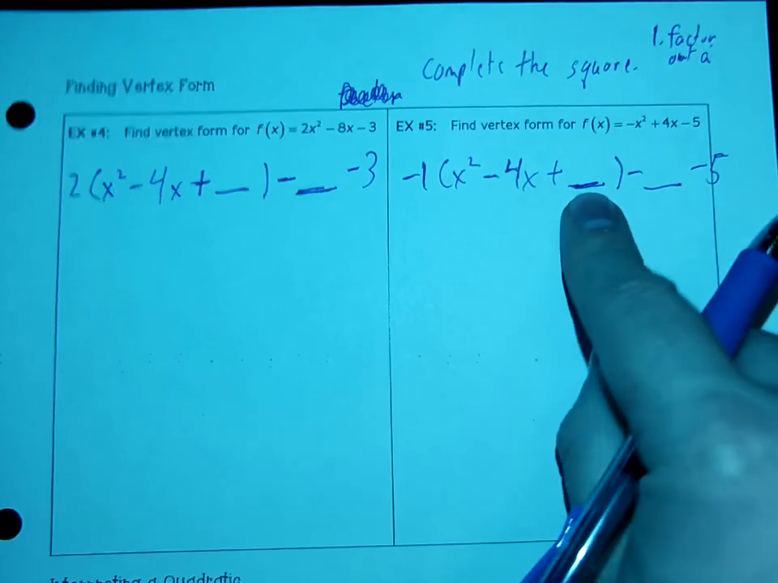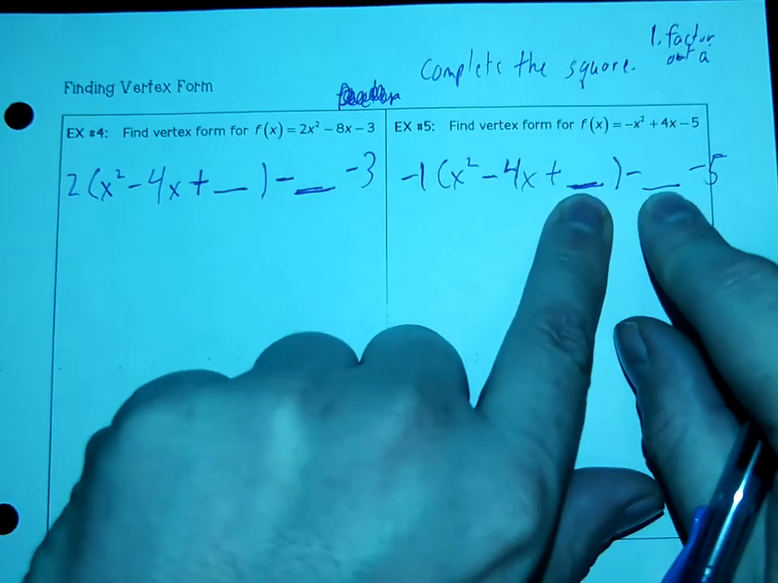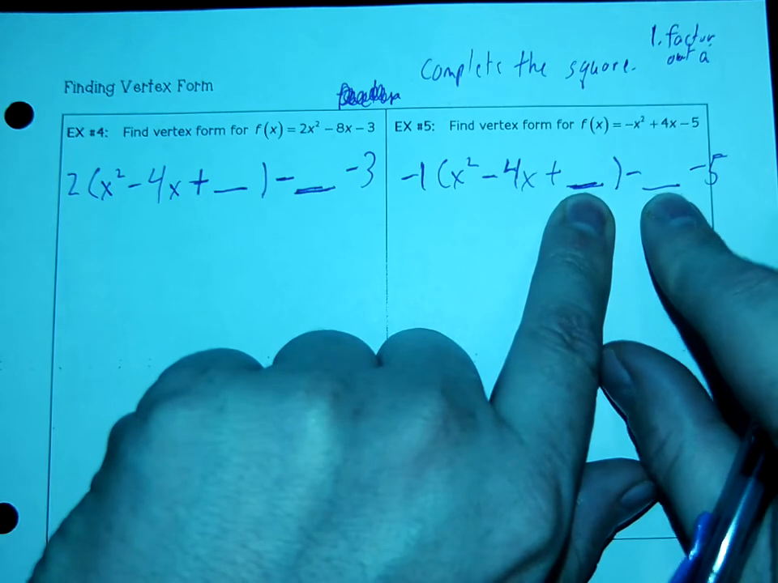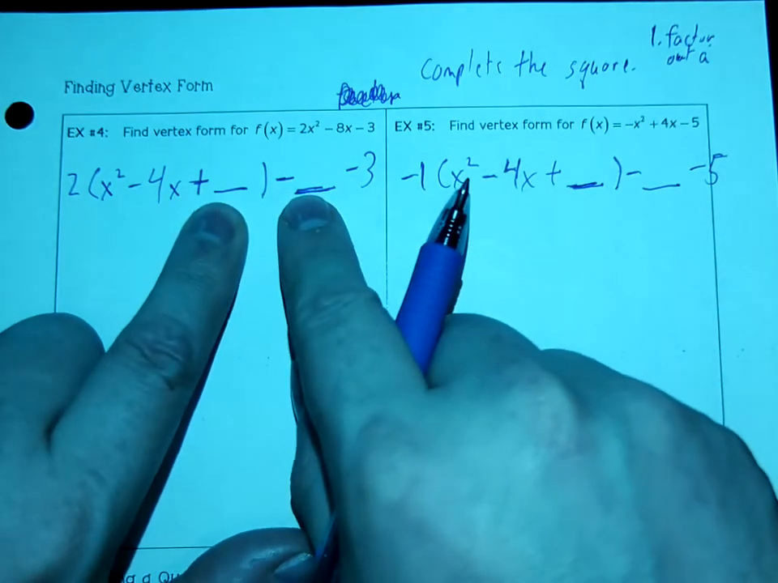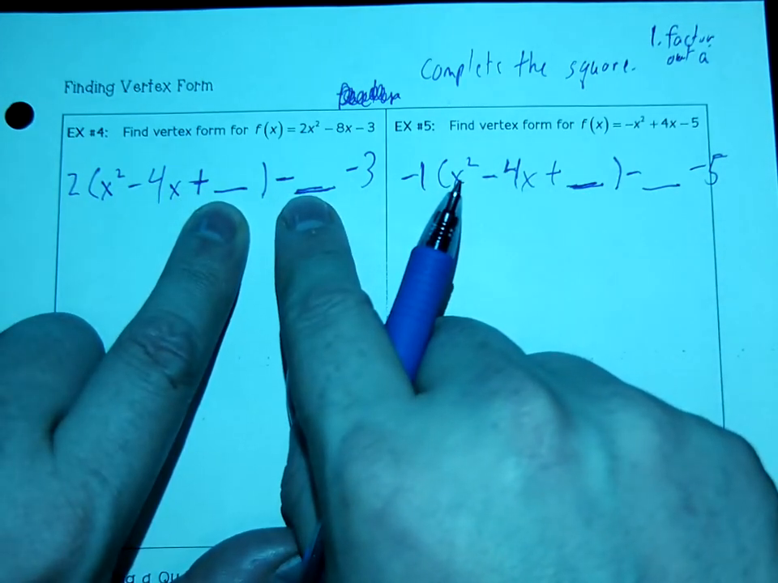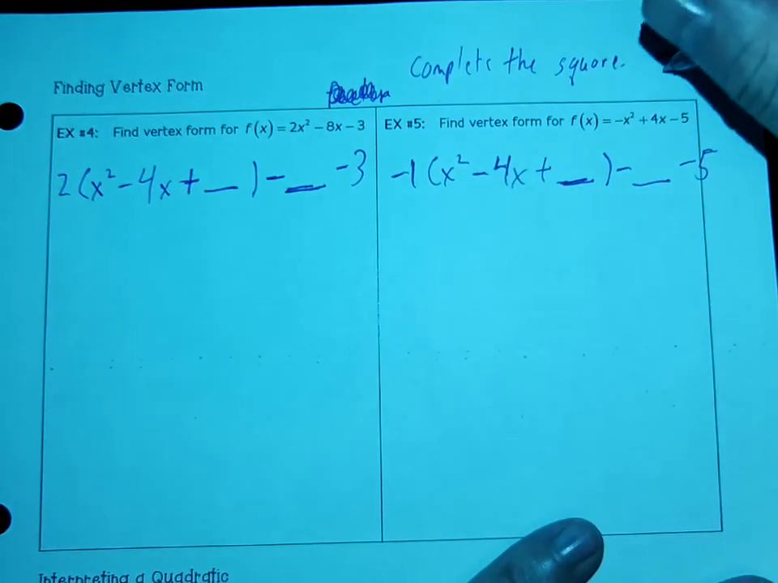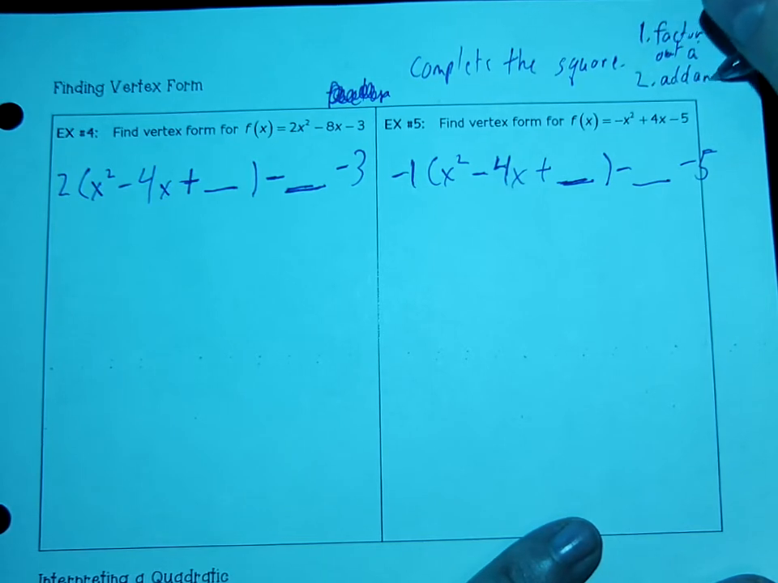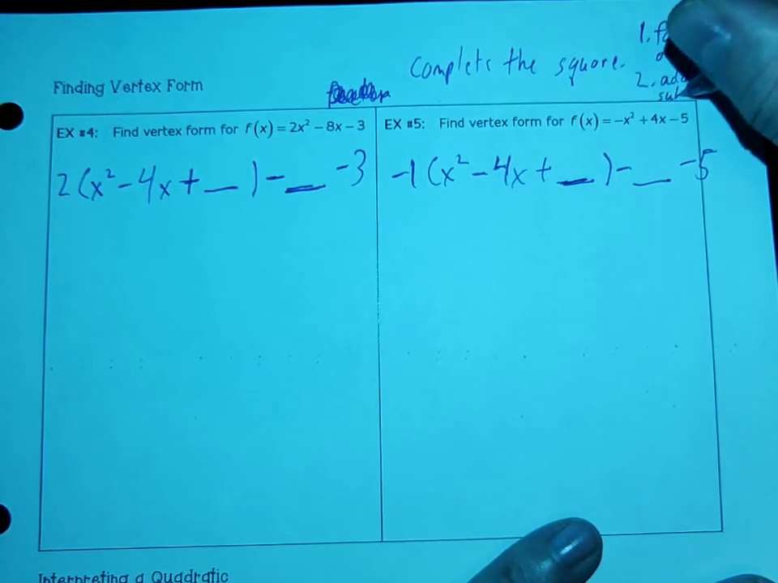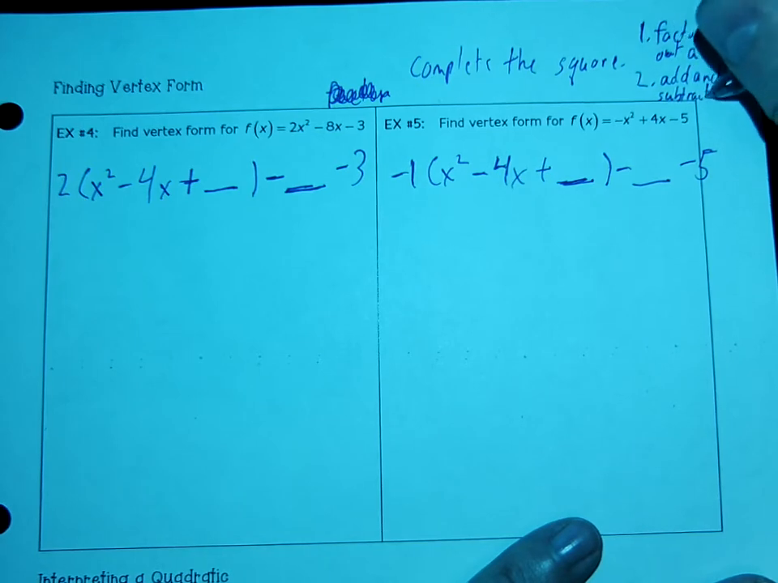Alright, so again, this blank is what we're adding and subtracting to complete the square. We're adding and subtracting this unknown number. We haven't figured out what this number is yet. So as we factor out a, add and subtract. Do you remember what we need to add and subtract to complete the square? What numerical value?